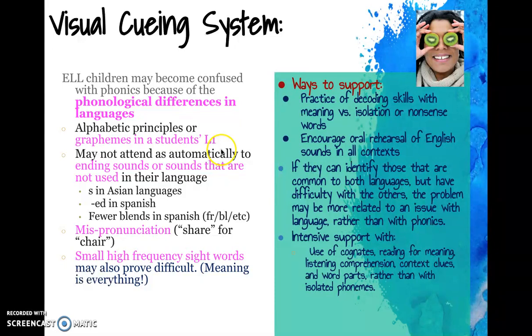Also, remember, as we said before, they're going to need extra oral rehearsal of sounds in English that don't transfer between their language and English. And keep in mind with that, if they can identify sounds and letters that are common in both languages, but have difficulty with others, the problem may be more related to an issue with language transfer than with phonics itself.